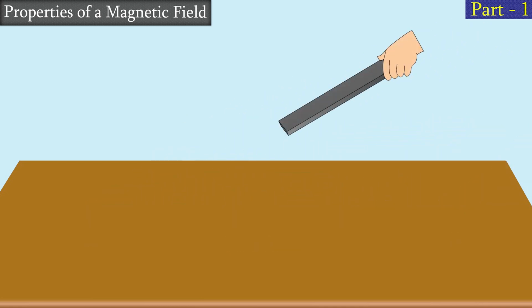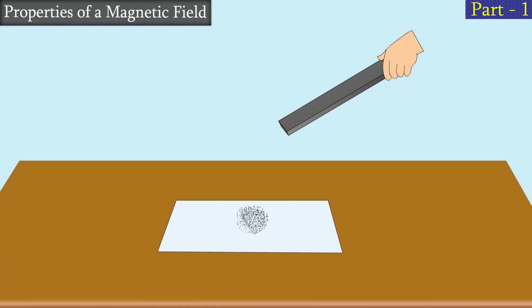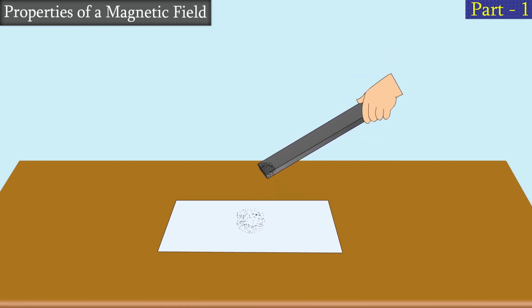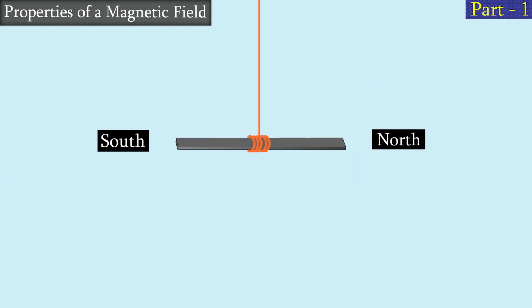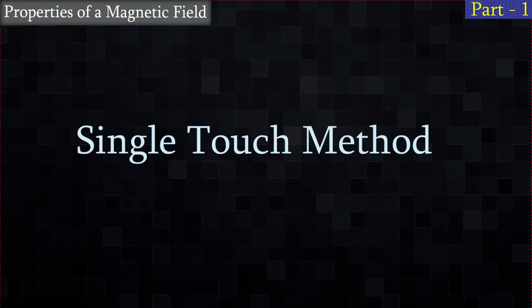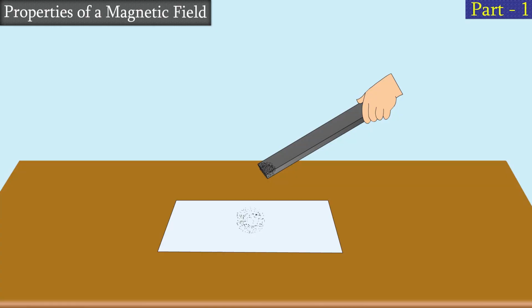Now take the steel bar near some iron filings and observe what happens. The iron filings are sticking to the bar. Hang the bar freely by a thread and observe. The bar remains steady in the north-south direction. We can notice that the steel bar shows magnetism. This method of magnetization is called the single touch method. The magnetism created by this method is of low strength and lasts for a short time.